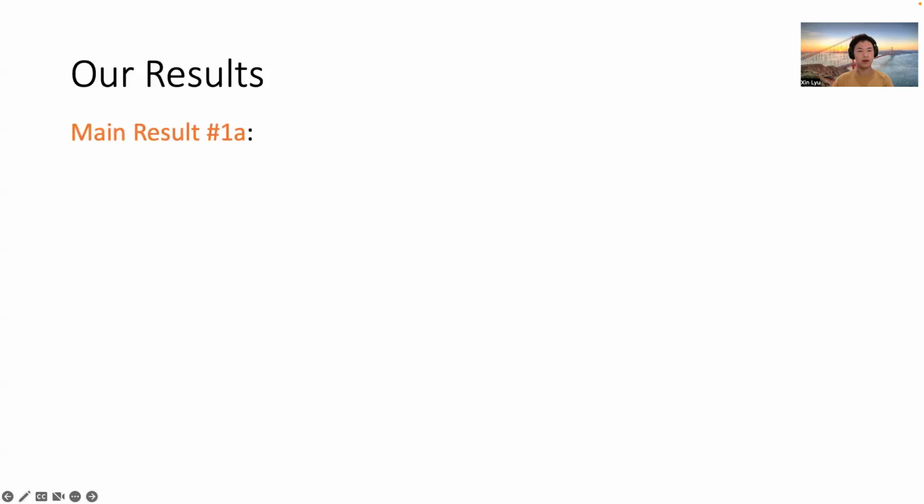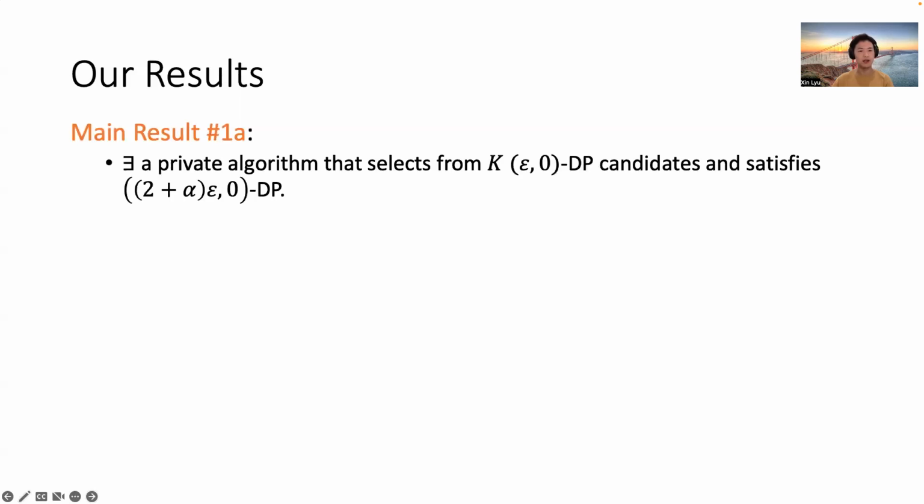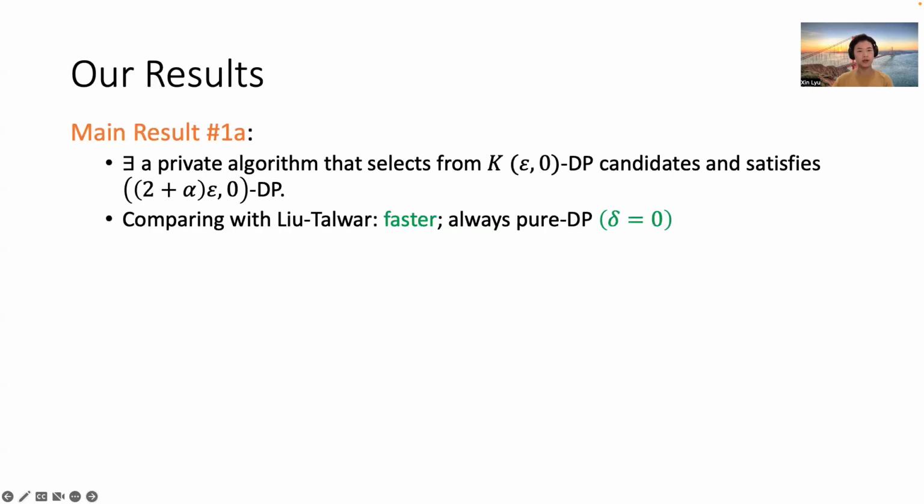When we apply our framework to the private selection part, we get a private algorithm that selects from k private candidates and satisfies (2 + o(1))ε, 0-DP. And compared with the Liu-Tower algorithm, our algorithm has the same advantage as the Papernot-Steinke algorithm, namely it is faster and it always achieves pure DP as long as we start from pure DP-based algorithms.